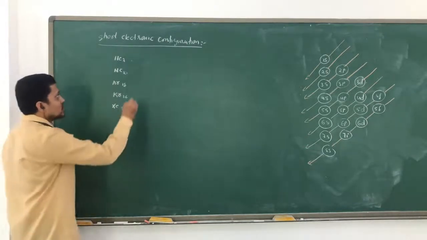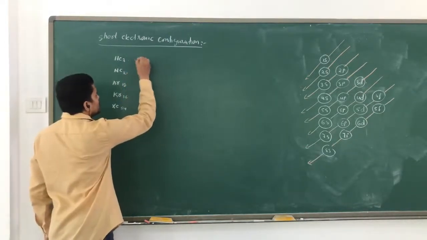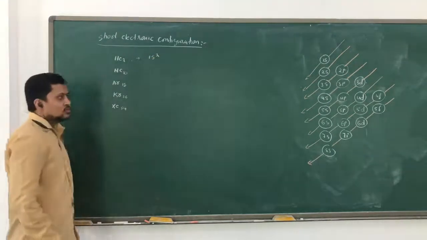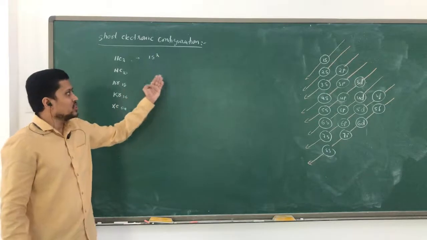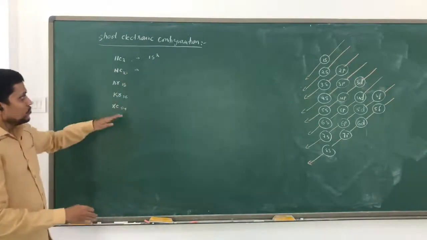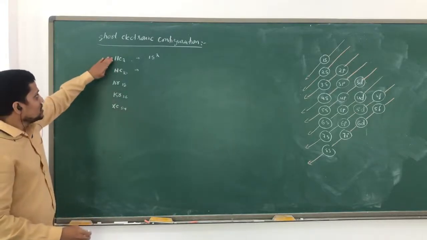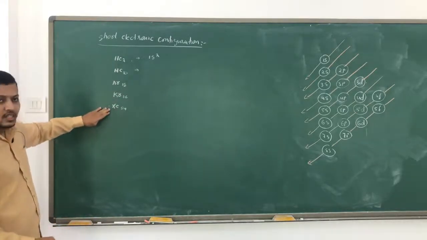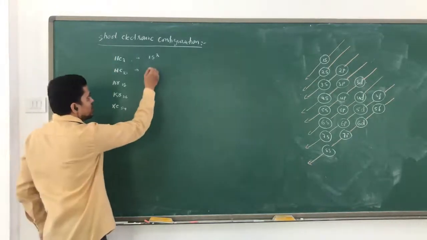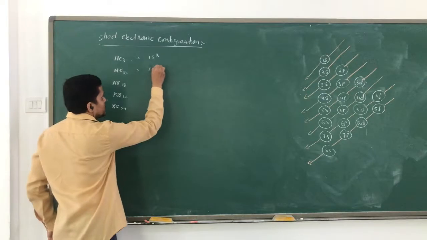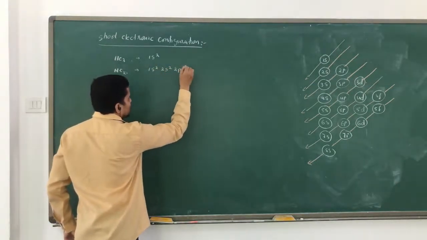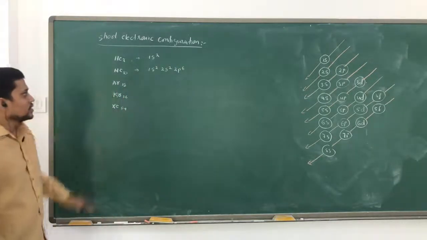Here I am just writing the electronic configuration of these elements. Helium is 2, that is going to be 1s2. Based on the energy of the orbitals, we will fill them. Before writing the short electronic configuration, let us see the electronic configuration of these noble gases. Neon: 1s2, 2s2, 2p6, so the total is 10.